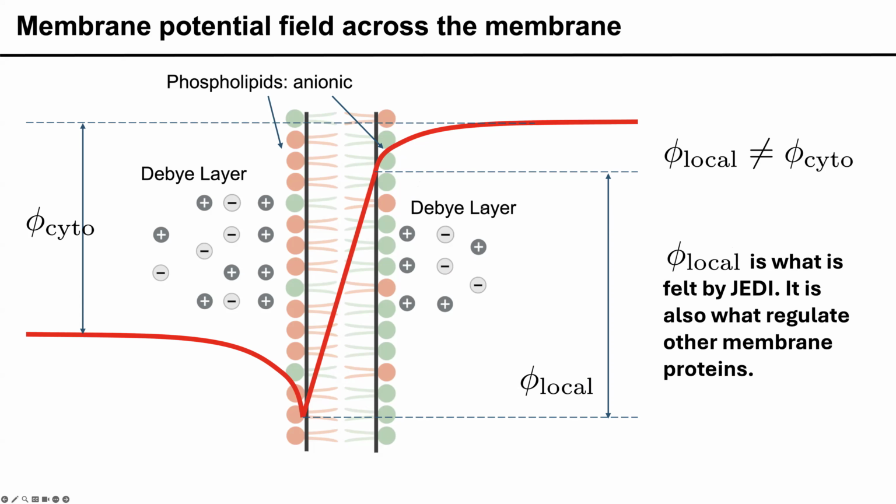I want to emphasize that membrane proteins, including JEDI, really only feel phi local. In other words, the membrane potential across the lipid bilayer. It doesn't really feel the cytoplasmic potential, right? So JEDI reports on this potential, and this is also what is regulating all the other membrane proteins, presumably because they all sit in the membrane, therefore feeling the local potential. So I like to say that phi local is more important because this is actually what's regulating what proteins are doing in the membrane.